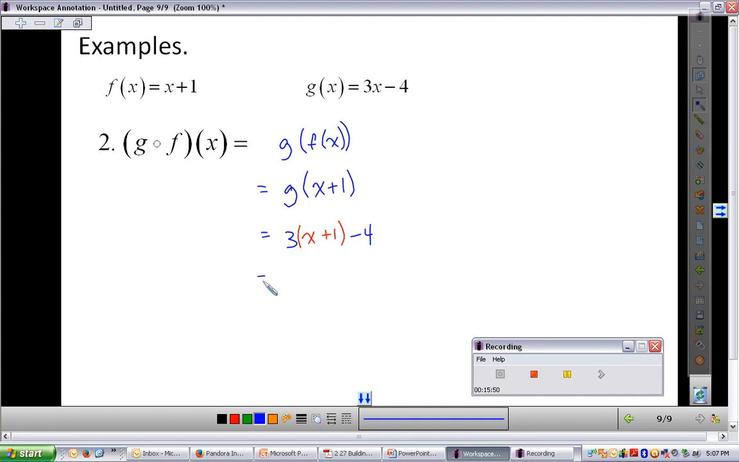So now I just want to distribute. 3 times x is 3x. 3 times 1 is 3, minus 4. Once again, like terms, 3 and negative 4 is negative 1. Good. So that gives me both g of f of x and f of g of x.